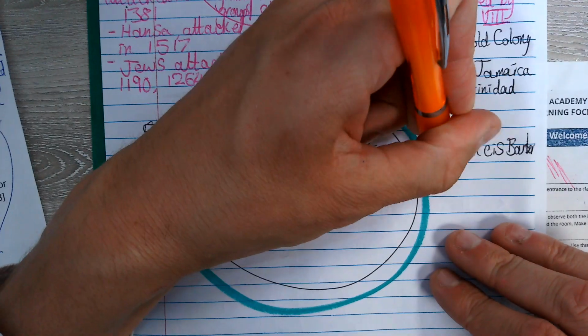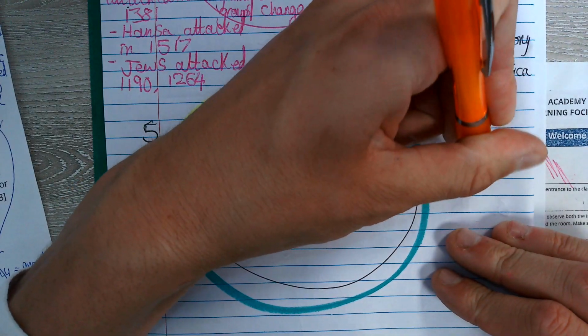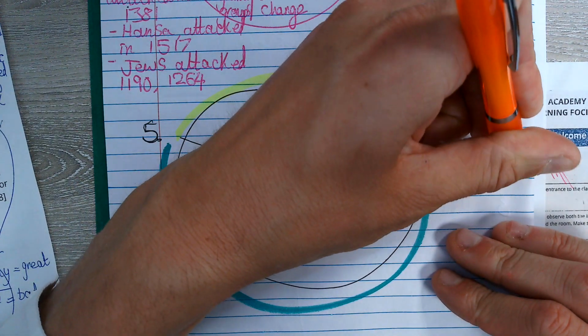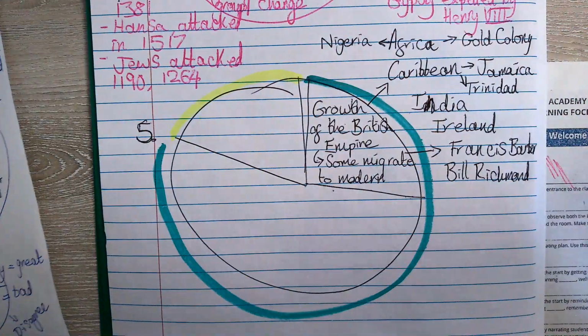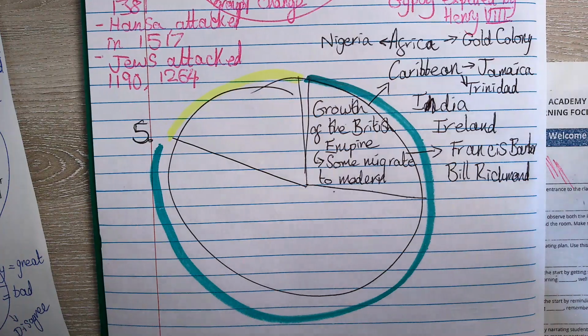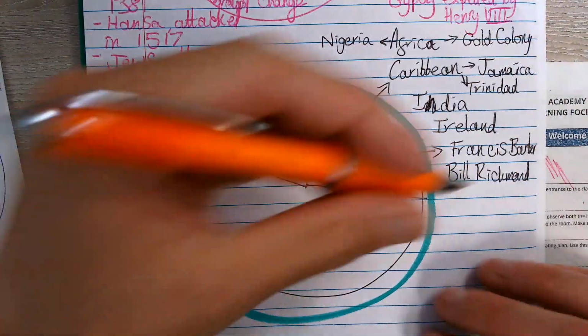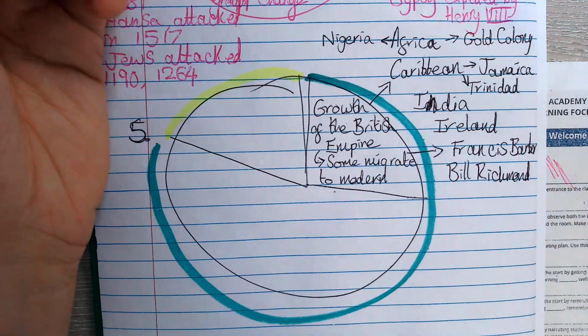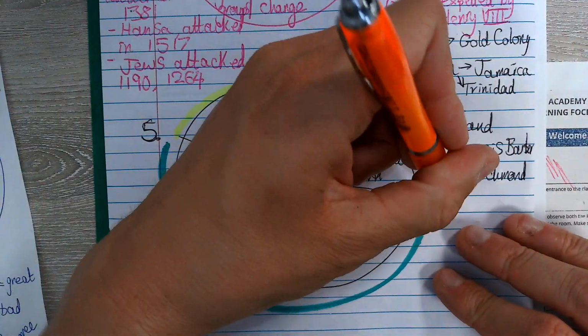Another one might be Bill Richmond, who of course is a freed slave. He's freed because he fights for Britain against the American rebels in the American Revolutionary War, and Britain stayed true to their word, and they release him from enslavement, and he comes to Britain, becomes a prize fighter, etc.